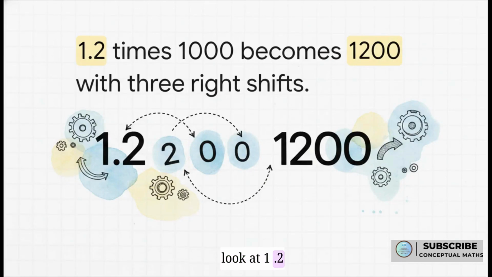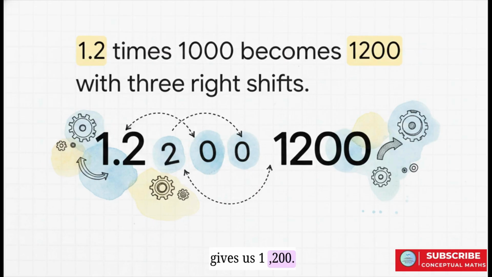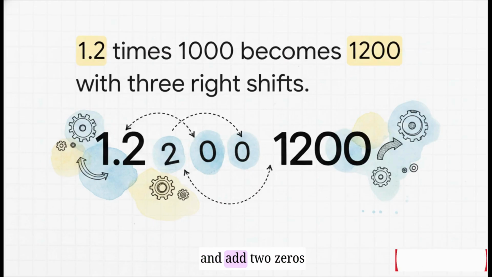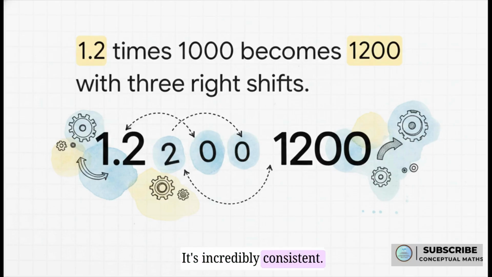Now let's look at 1.2 times 1000. Moving 3 places gives us 1200. We hop over the 2 and add 2 zeros for the remaining jumps. Just like 2.5 times 10 becomes 25 with a single jump, you can see that the decimal always moves to the right. It's incredibly consistent.